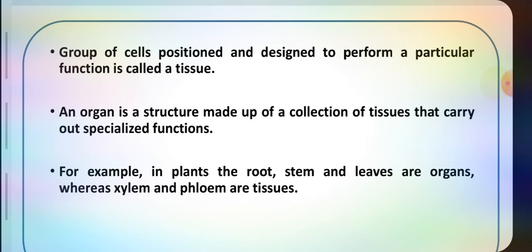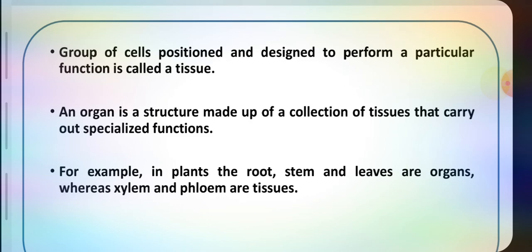For example, xylem tissue, phloem tissue, parenchyma, collenchyma, sclerenchyma. So these are all different kinds of tissues.